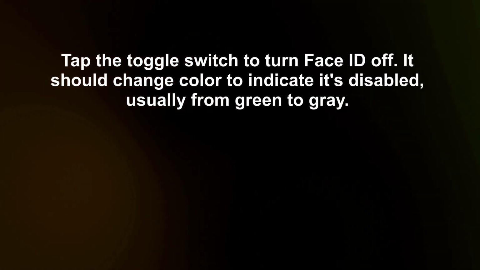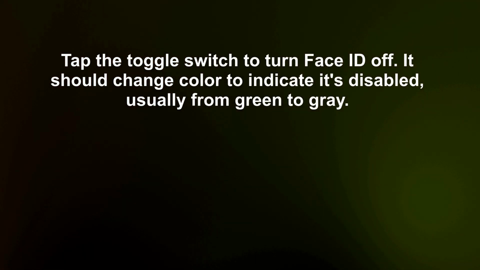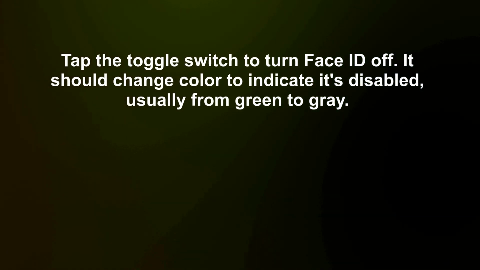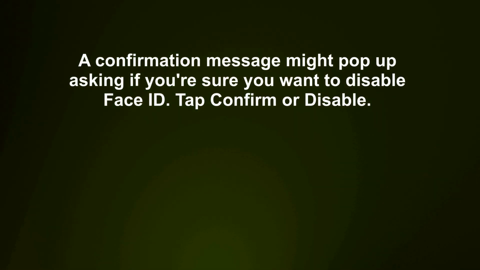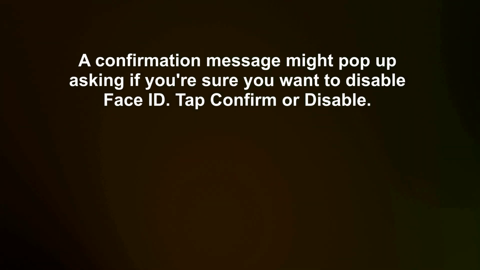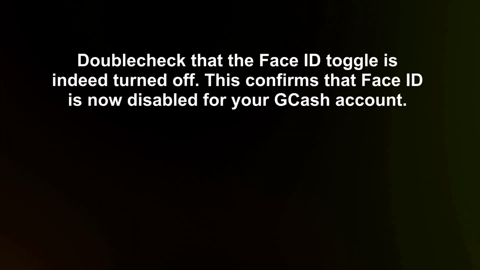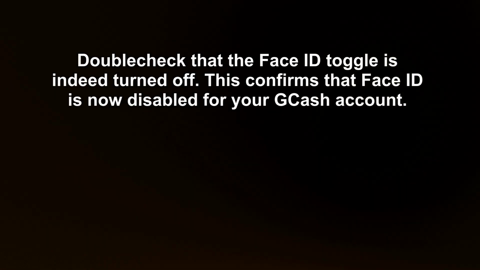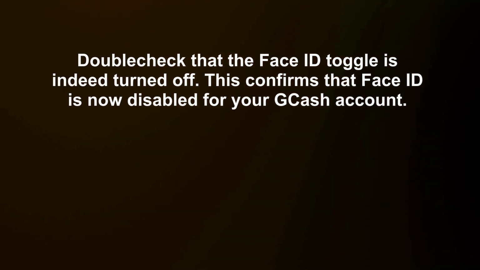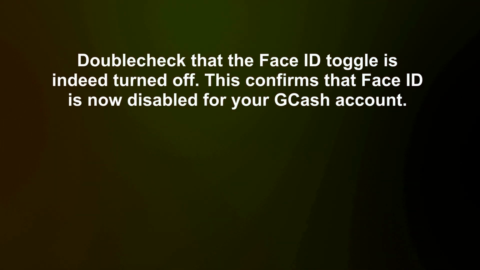Tap the toggle switch to turn Face ID off. It should change color to indicate it's disabled, usually from green to gray. A confirmation message might pop up asking if you're sure you want to disable Face ID. Tap Confirm or Disable. Double check that the Face ID toggle is indeed turned off. This confirms that Face ID is now disabled for your GCash account.